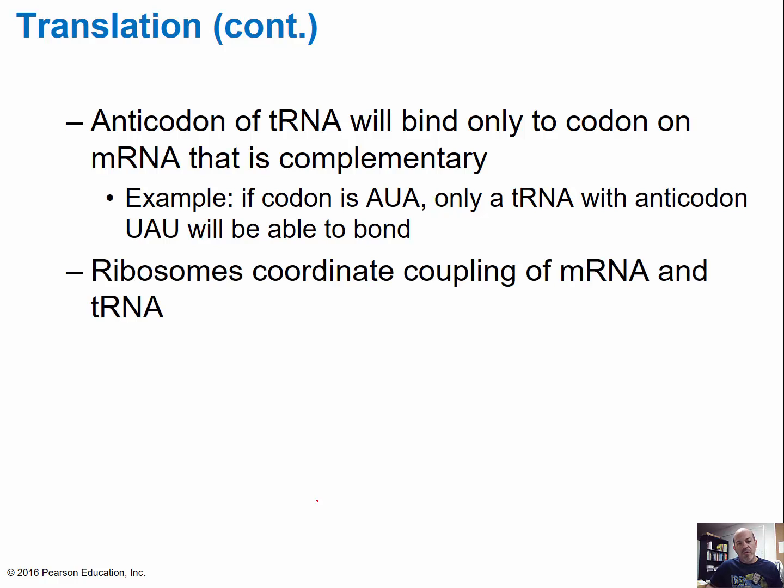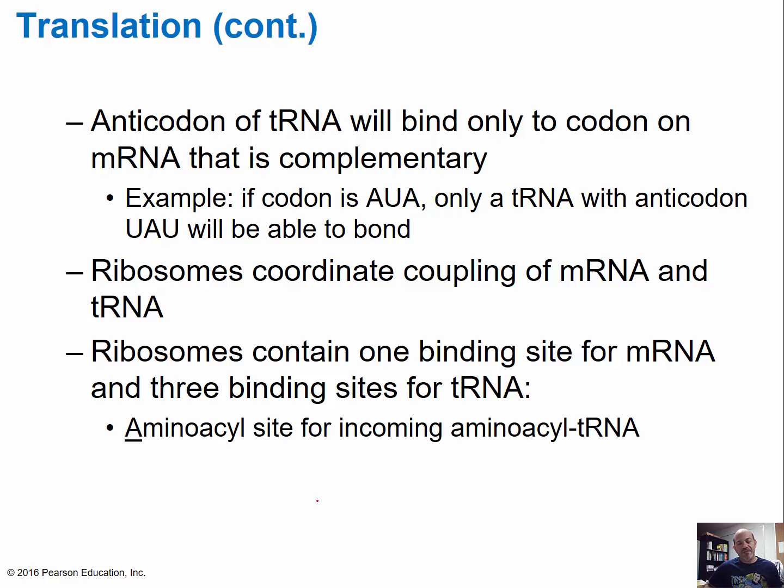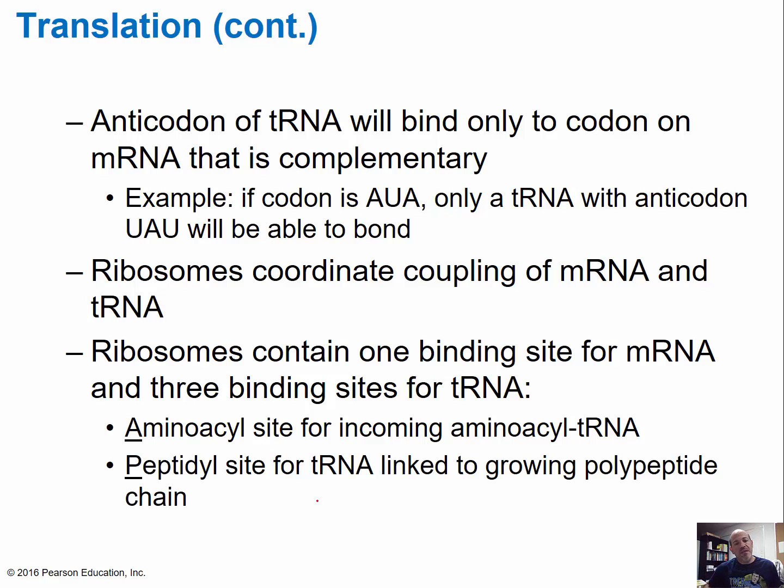Now, ribosomes are going to coordinate the coupling of mRNA and tRNA. The ribosomes are there to help the tRNA and the mRNA couple together. The ribosomes contain one binding site for mRNA and 3 binding sites for tRNA. There is an A site, which refers to the aminoacyl. This is where the incoming aminoacyl tRNA will bring in the new amino acid. And then there's a peptidyl site for the tRNA linked to the growing polypeptide chain.